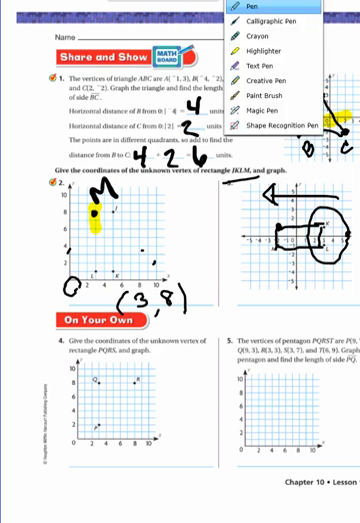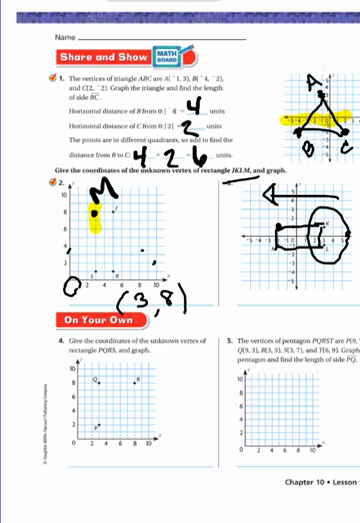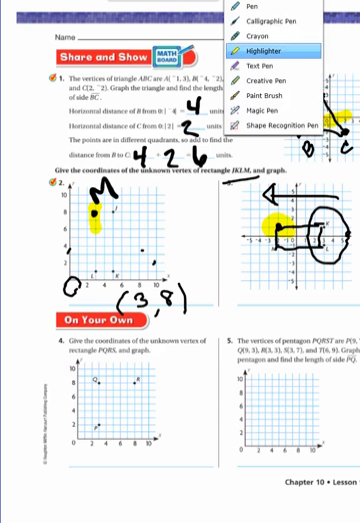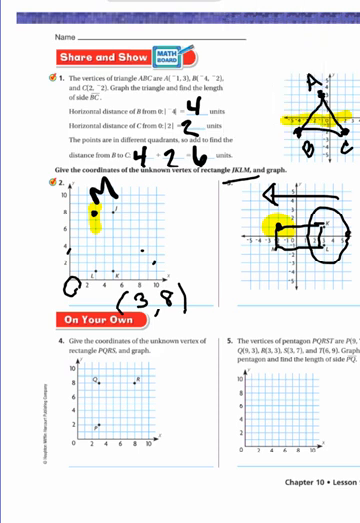And find my coordinate pair for J. So J is -2, because I start at the origin, go over 2 to the left, so it's negative, and I'm going up.